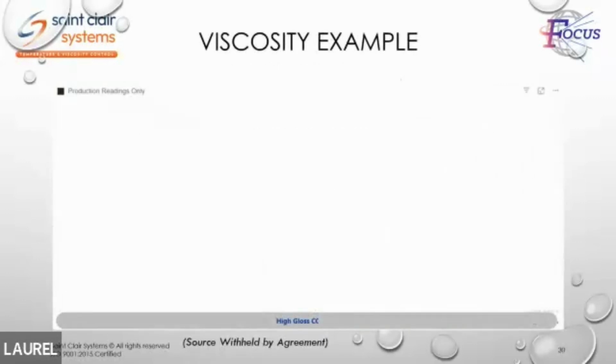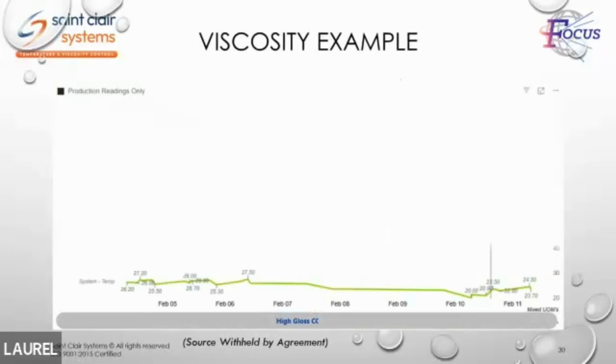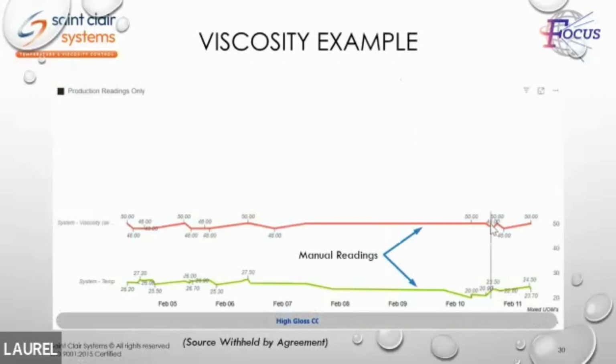So let's look at an example in production. This is in a paint shop. And what they've done is recorded their manual readings for temperature and viscosity. And what do we notice here right off the top? In the first place, it's not done on a consistent rhythm, on a consistent interval. So that's a real problem. I mean, on the weekend, there's nobody there, so it isn't done at all.